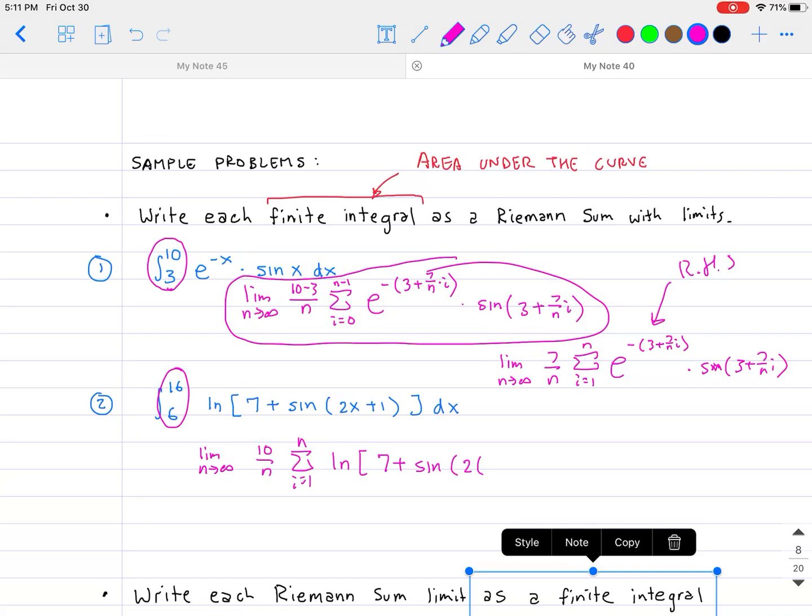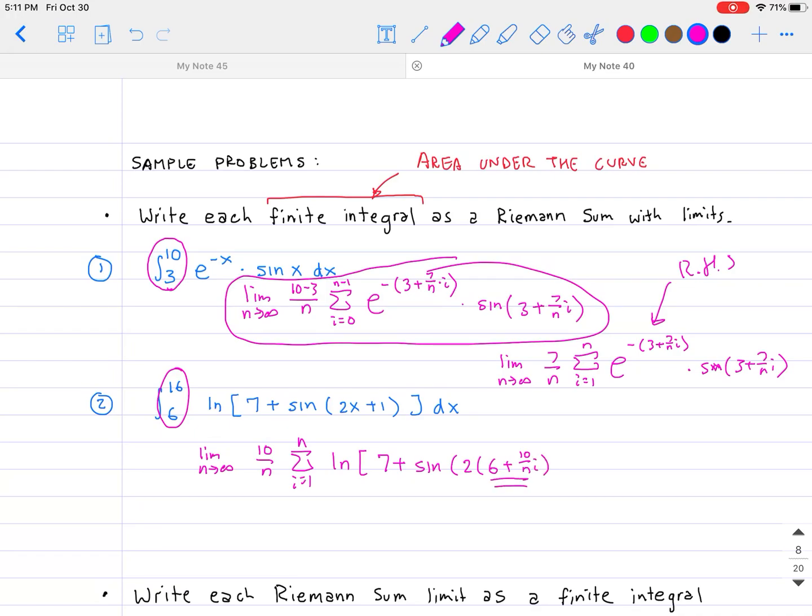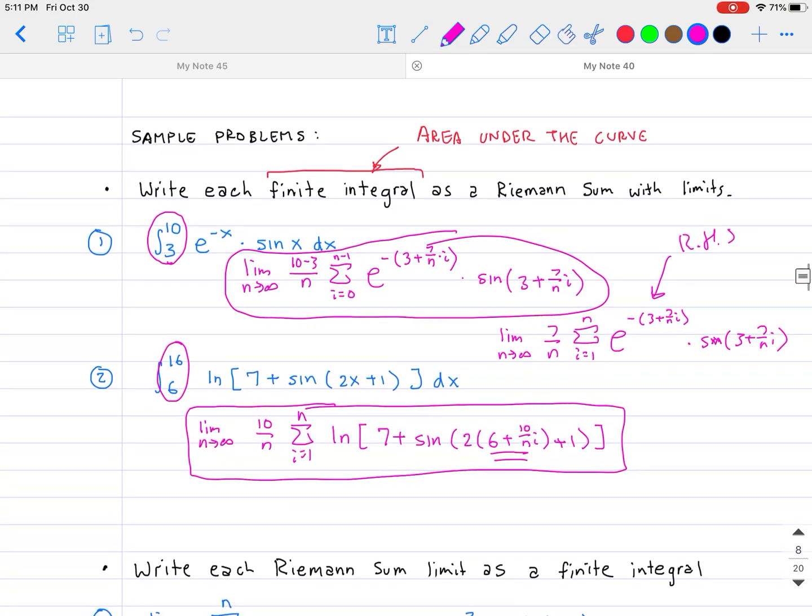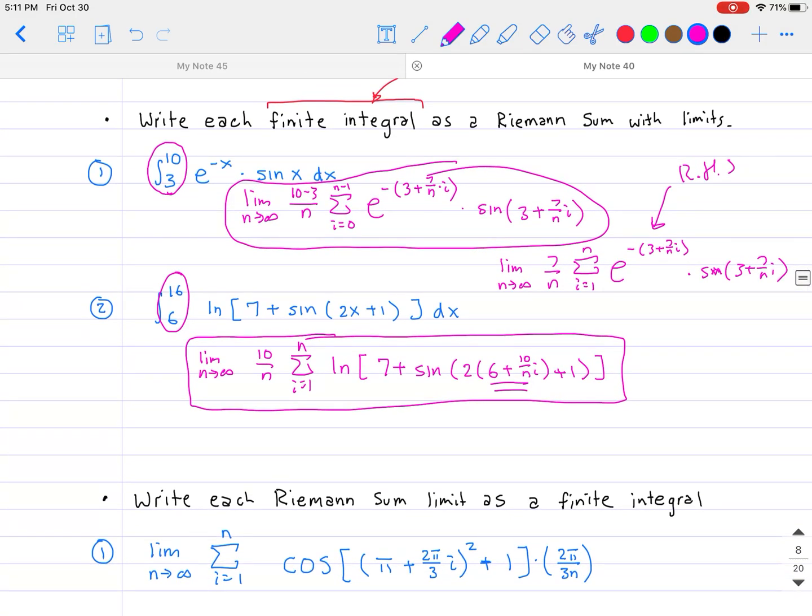The inside is going to be the function. So ln of 7 plus sine of, and this is the part where, again, it gets tricky. All the places where you see an x, you're going to go ahead and replace with that setup that I just gave you. So my starting number, which in this case is 6, plus 10 over n, because that's the base and you want to chop it up into n number of partitions, times i. So that right there is going to be my x value that gets replaced when you put it into this equation. And then plus 1, and then close the parentheses, and there you go.